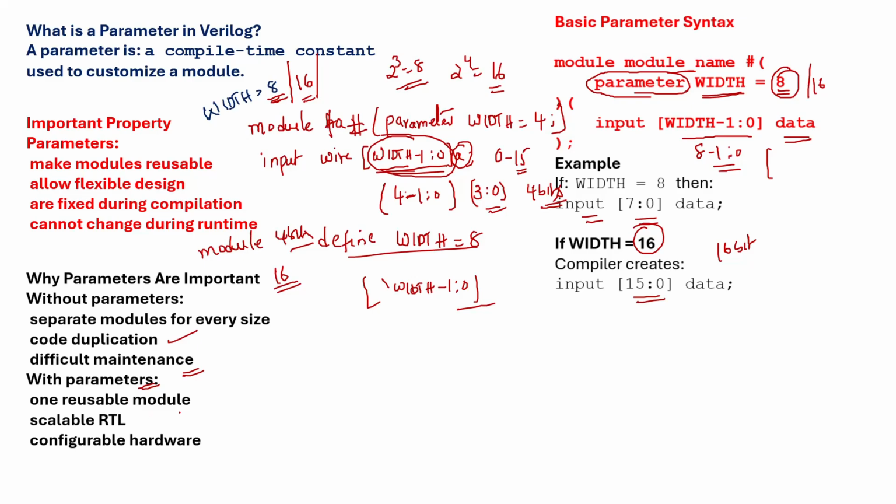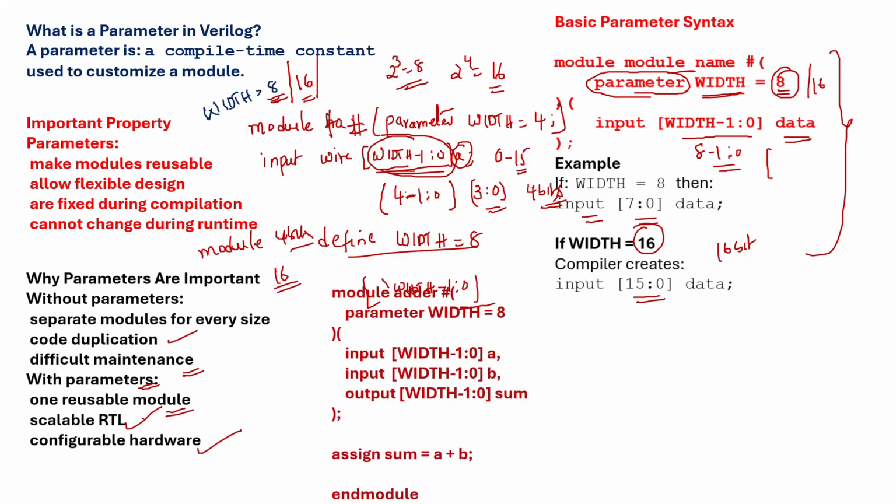So one reusable module, whatever module we are using, will be reusable. One module I am utilizing, and this module only I am reusing. And I configure that according to the specification. Whatever RTL you are writing will be scalable, that means I will manage the constants. So that is the reason we are using these parameterized modules.